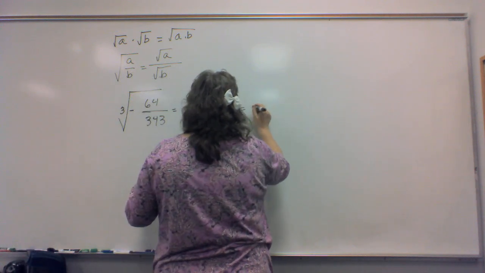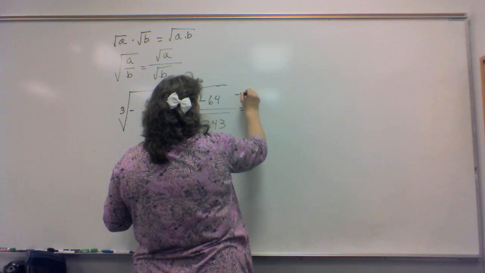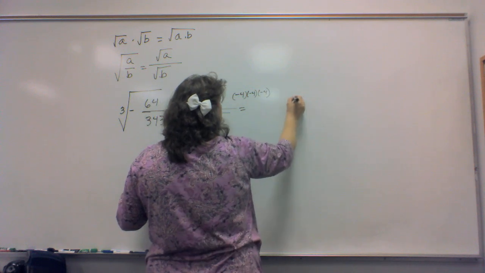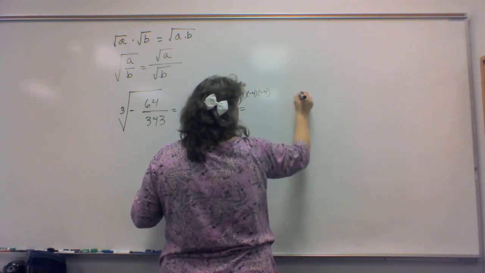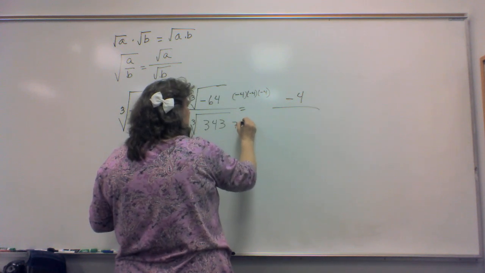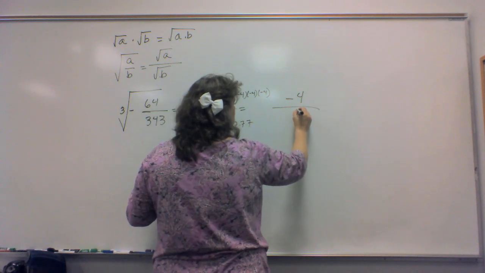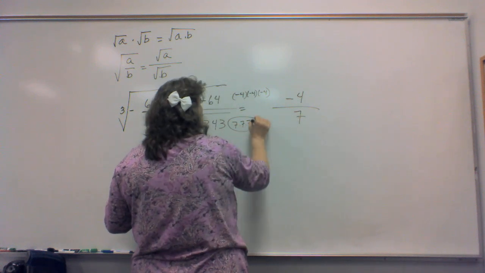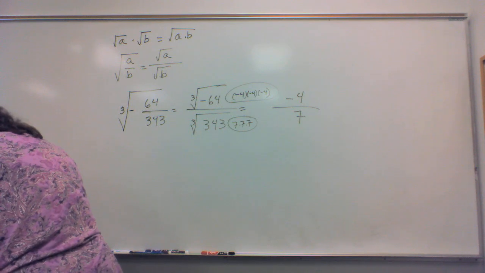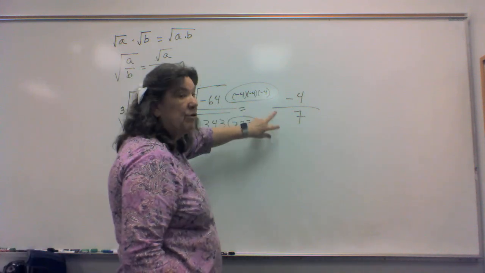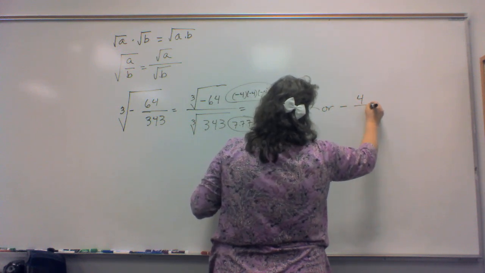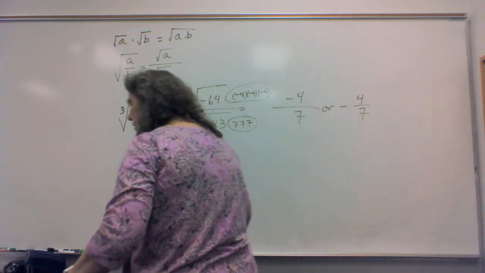So this is negative 4 times negative 4 times negative 4. Therefore, the cubed root of negative 64 is negative 4 over, and this one is 7 times 7 times 7, so therefore 7. Remember, you need 3 of a kind when you have a cubed root. So we can write it negative 4 over 7, or you could write it as negative of 4 over 7. It doesn't matter which way you write it.